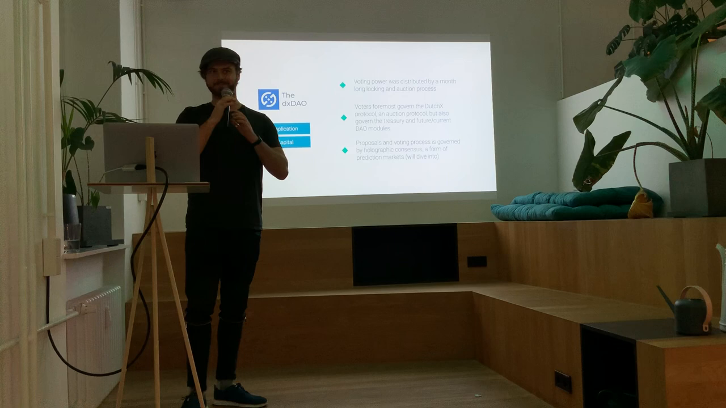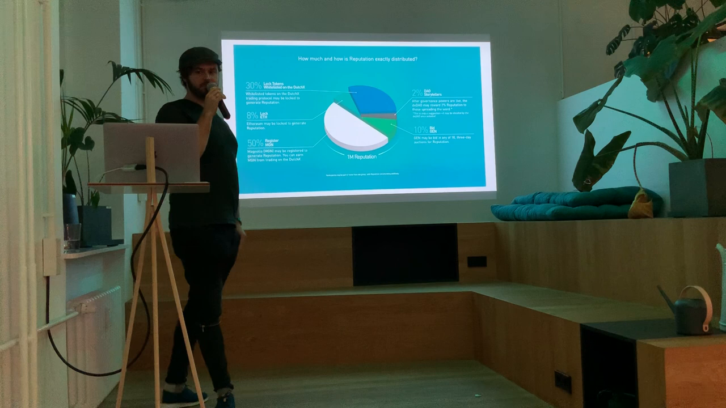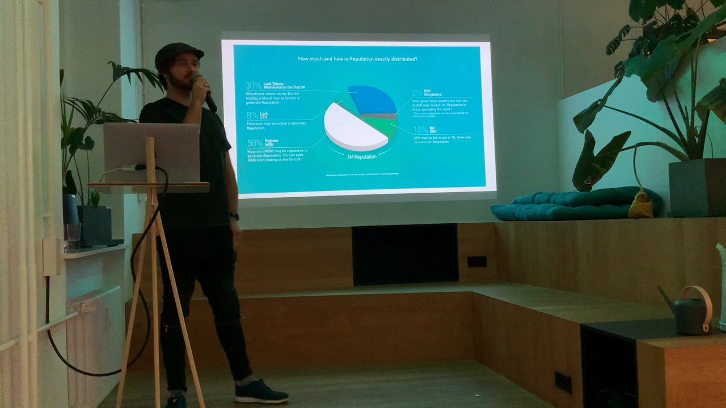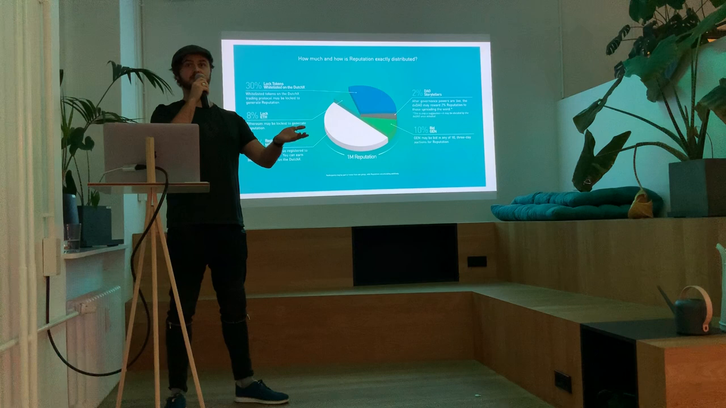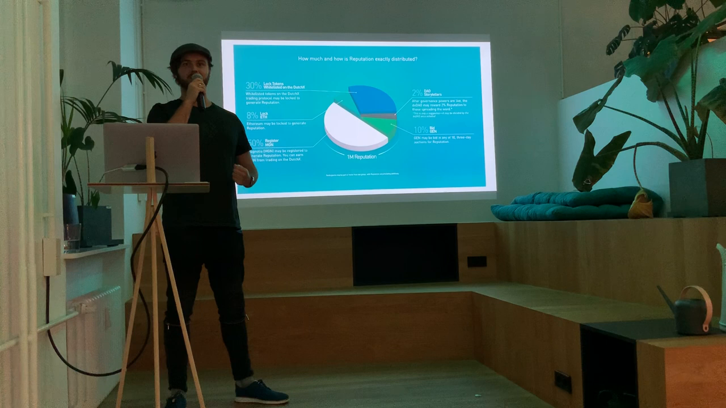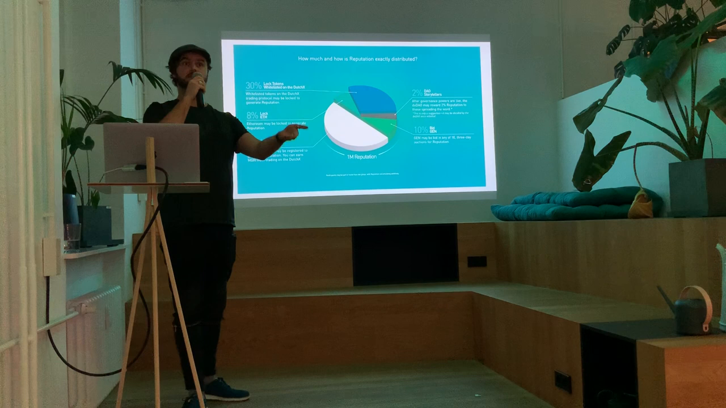So this is how the reputation was distributed. We can see that 38% was generated by locking tokens or Ethereum for this month-long period. 50% through trading on the DutchX protocol, it generated this token called MGN, which is basically saying, hey, you're a trader and you've generated this much liquidity and we're going to reward you with this token. And that makes sense, right? If you are trading on this protocol, which is a trading protocol, you probably should be the one to determine the future of the trading protocol.